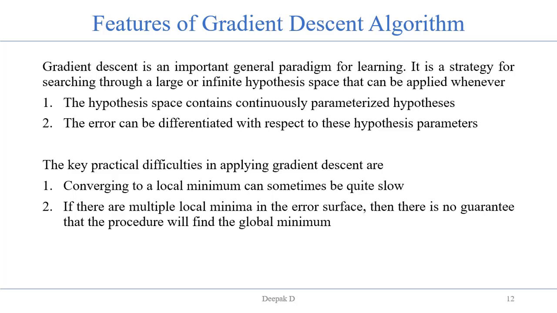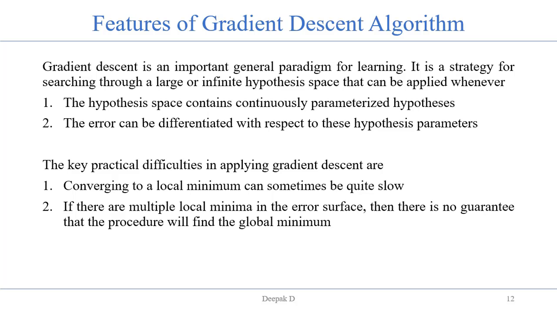Let's see some of the features of the gradient descent algorithm. Gradient descent is an important general paradigm for learning, and it is a strategy for searching through a large or infinite hypothesis space that can be applied whenever the following conditions hold. First, the hypothesis space contains only continuously parameterized hypotheses, for example the weights in a linear unit. Second, the error can be differentiated with respect to the hypothesis parameters.